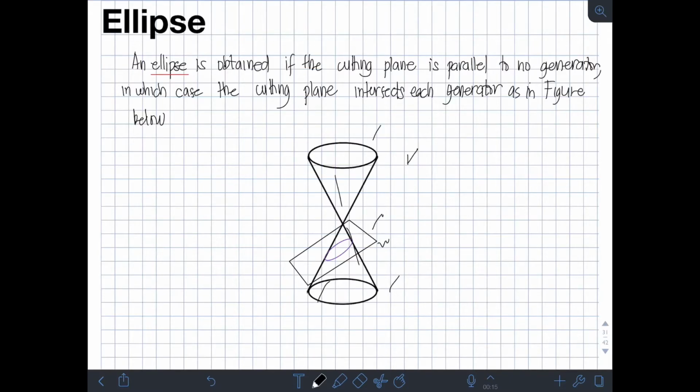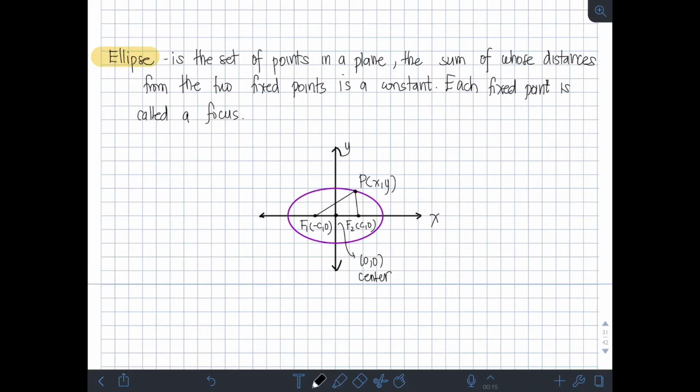Okay? So, not necessarily parallel siya doon sa base ng ating cone kasi in that case circle siya. So this time, as long as may intersect niya lang itong generators ng ating cone, then makakabuo tayo ng ellipse. Okay, so ito yung itsura ng intersection natin nung cutting plane dito sa lower nap ng cone, which is this one, yung ellipse na nabuo. Okay? Now, dumako naman tayo sa definition ng ellipse.